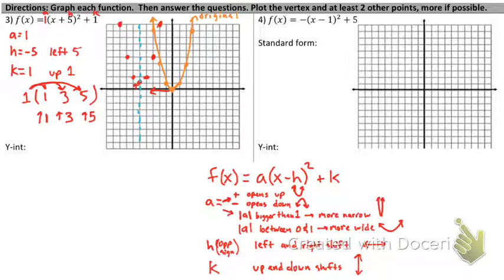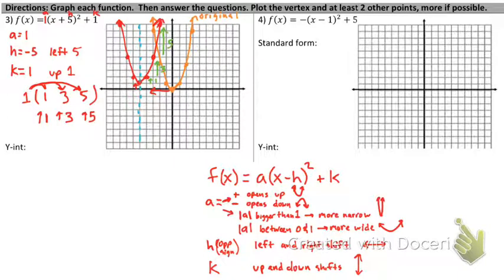So we went over 1, up 1, over 1 again, up 3. Okay, over 1 again, and then we went up 5. So it was the 1, 3, 5 pattern, and this is now our graph, and then we just copy it over the axis of symmetry.